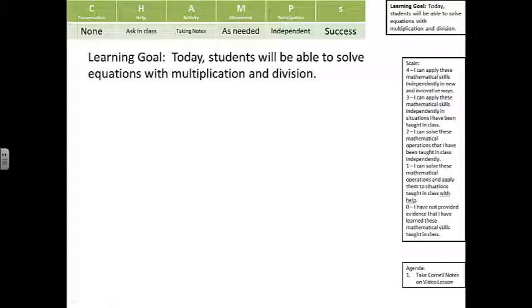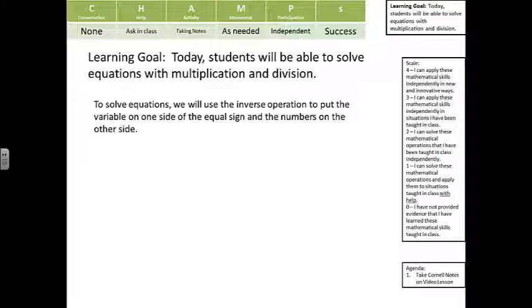Alright, we are ready to begin our next lesson. Today's learning goal is that students will be able to solve equations with multiplication and division. You'll remember that in our last lesson we were solving equations that had addition and subtraction. So now we're going to continue with our other two operations that we're familiar with.